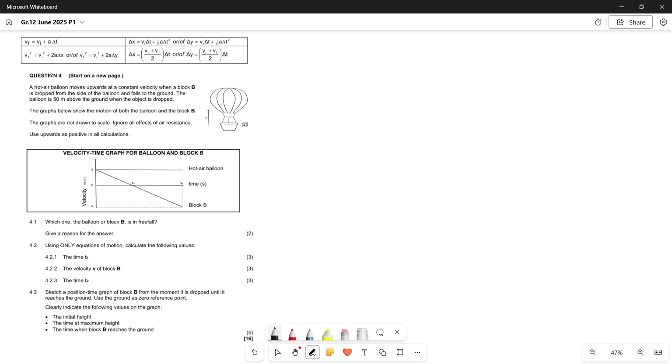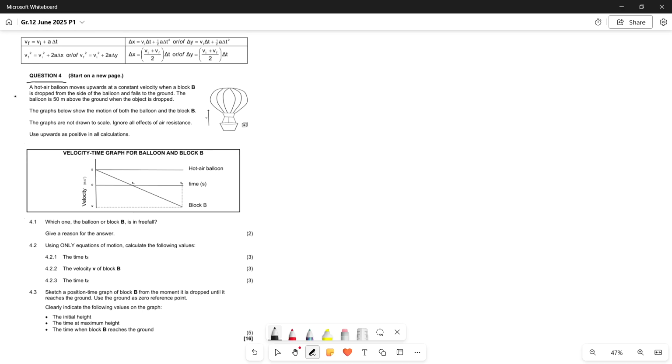Hey grade 12s, so if free fall is starting to get a bit confusing, we're going to break down question 4 of the June 2025 physics paper. We're going to show the whole structure and approach to this question, as well as the usual formatting that they ask in all of the exams, so that you can feel more comfortable when you approach this question by yourself. Cool, so let's jump right in.